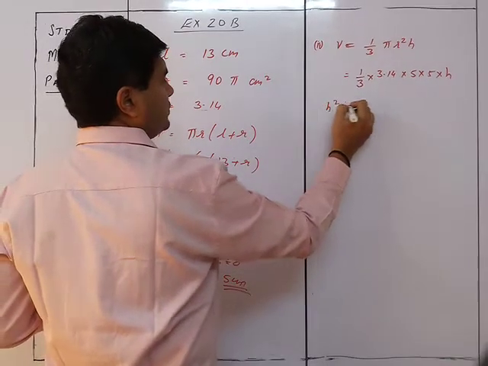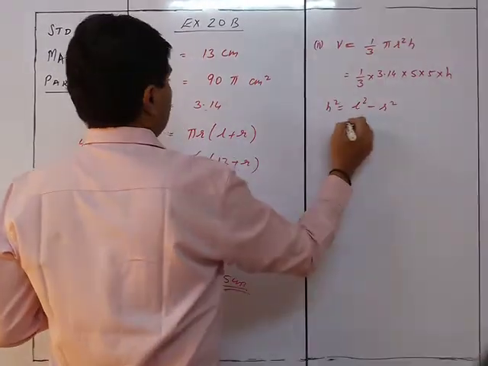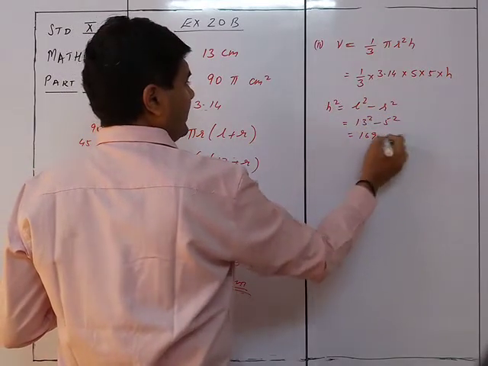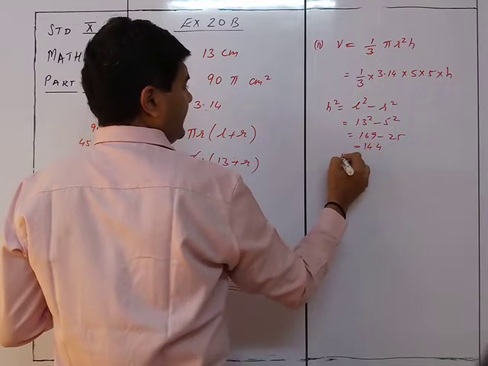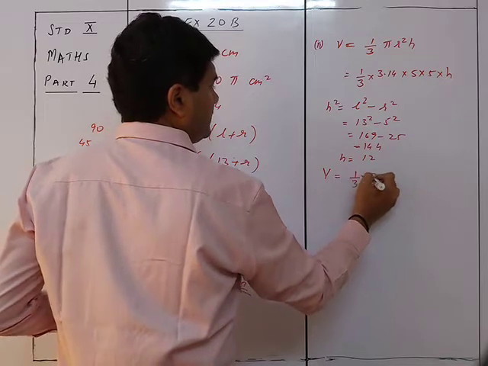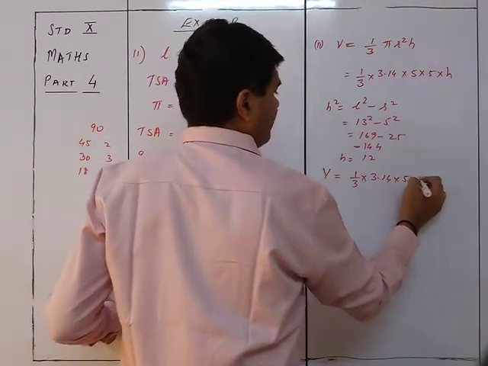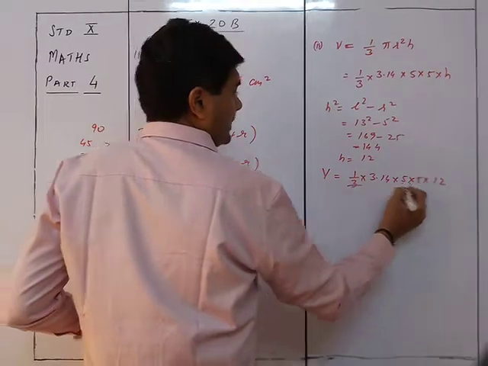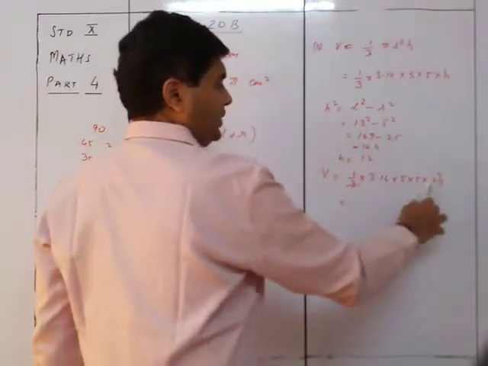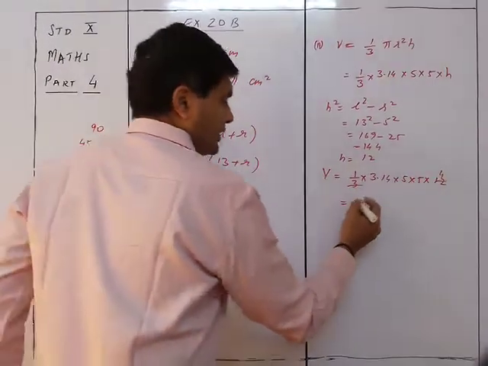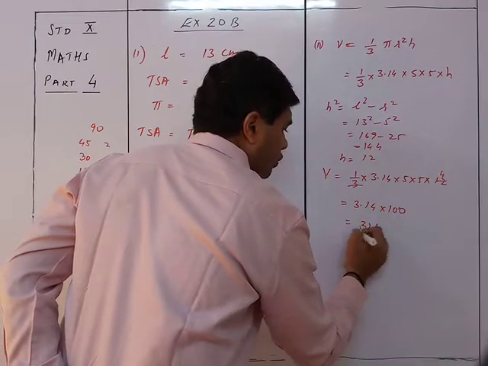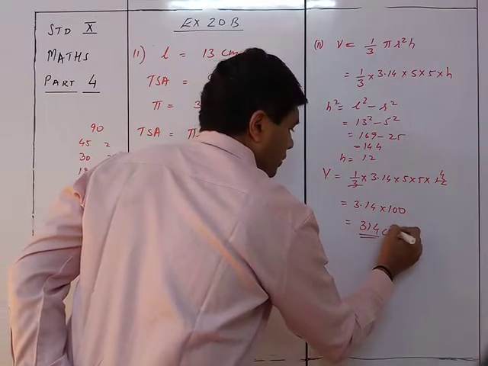h square is equal to l square minus r square. So that's 13 square minus 5 square, which is 169 minus 25, which is 144. So h is equal to 12. Accordingly we have V is equal to 1 upon 3 into 3.14 into 5 into 5 into 12. So that gives me 4 over here. 5 4s are 20, 20 into 5 is 100. So that will be 3.14 into 100, that is 314 centimeter cube.